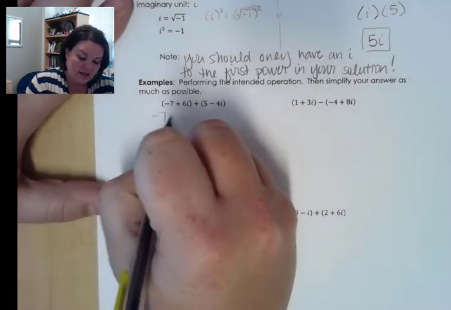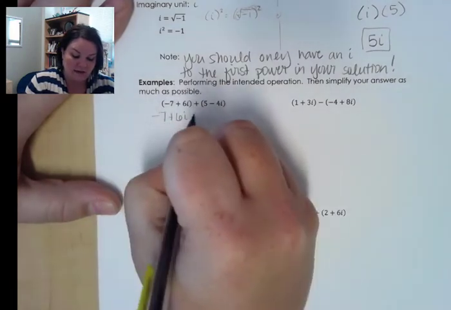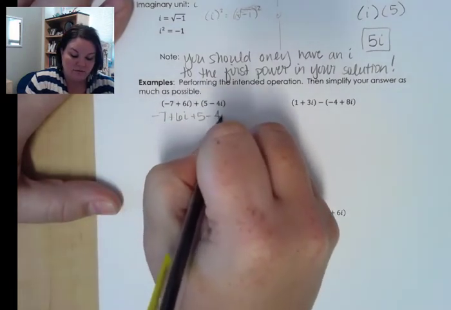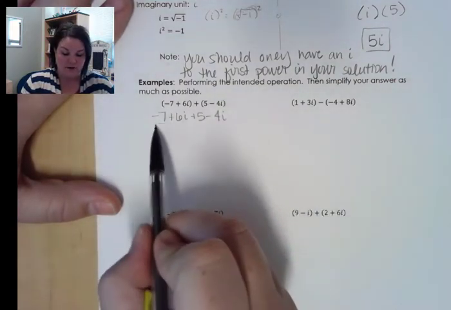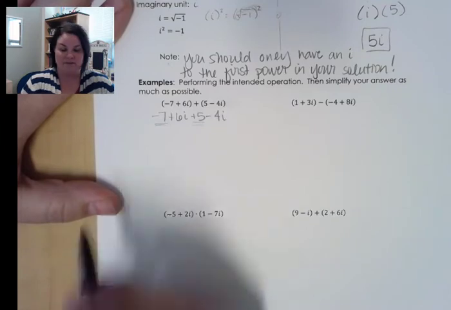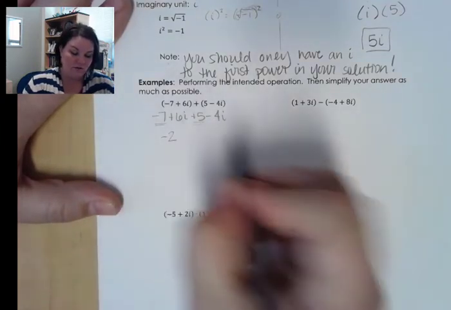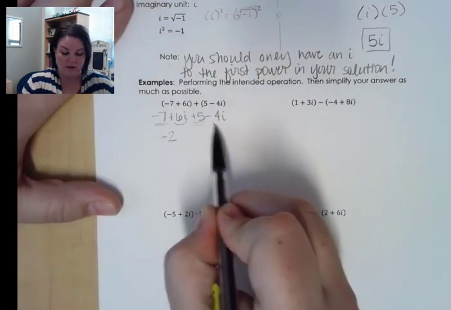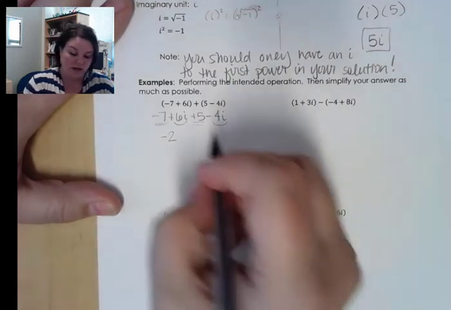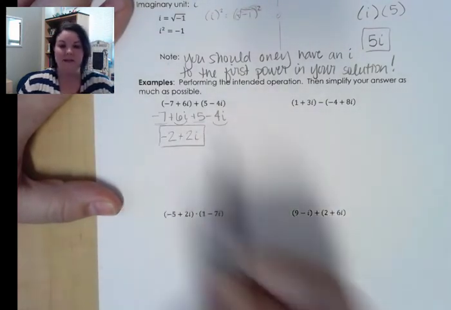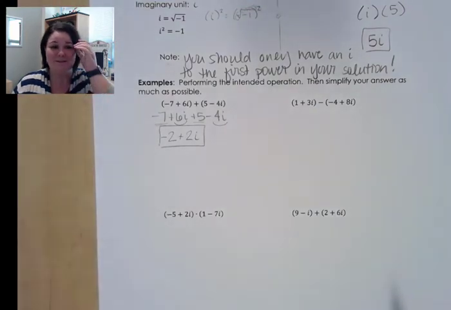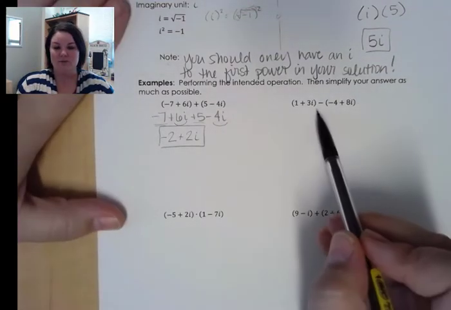So this is just -7 plus 6i plus 5 minus 4i. And then we combine like terms. So we combine our number parts, right? -7 and 5 gives me a -2. And then we combine our i parts. So 6i minus 4i leaves me with a +2i. And we just leave it like that. Not too bad, right? All right, so let's look at subtracting.